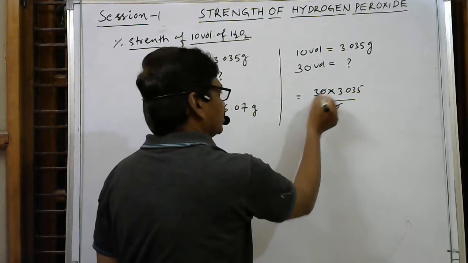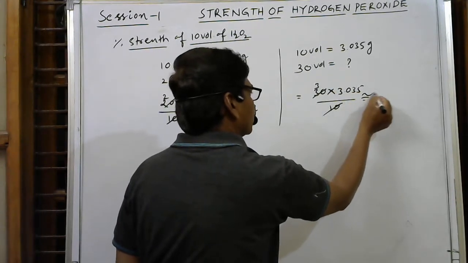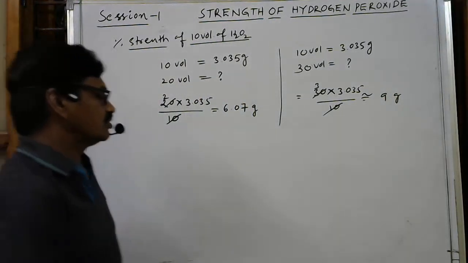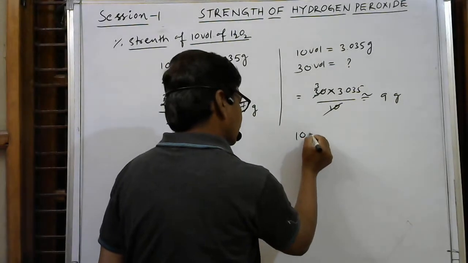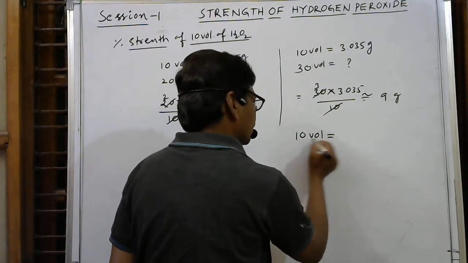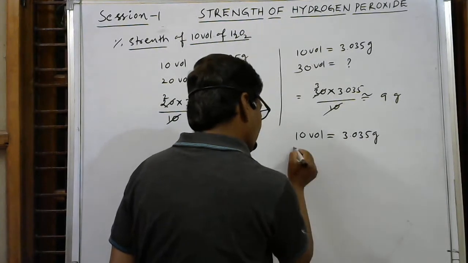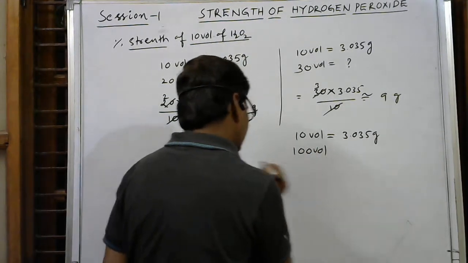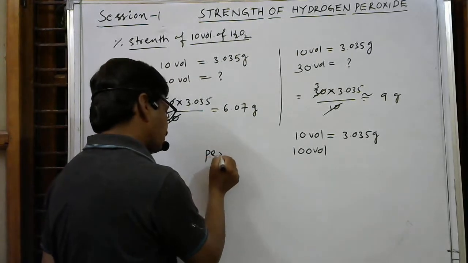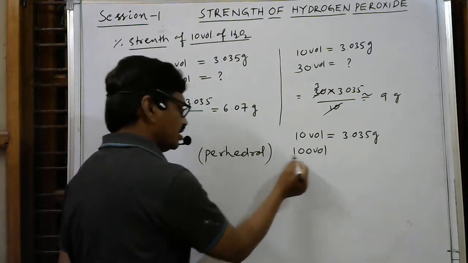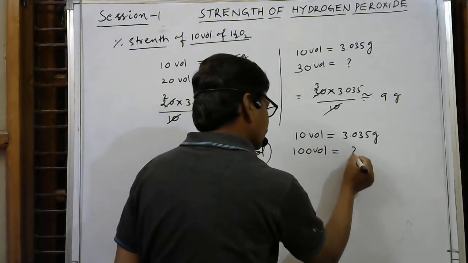It means into 3. It is approximately 9 grams. Like this you can convert it into 100 also. See, whenever 10 volumes equal 3.035 grams, then 100 volumes. 100 volumes, just now I told, is called perhydrol. Perhydrol is 100 volumes. 100 volumes equal to how much?